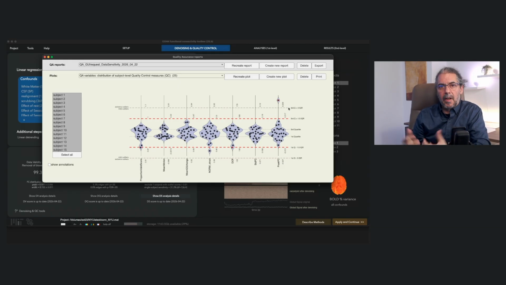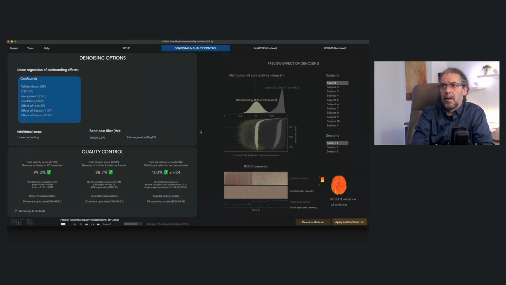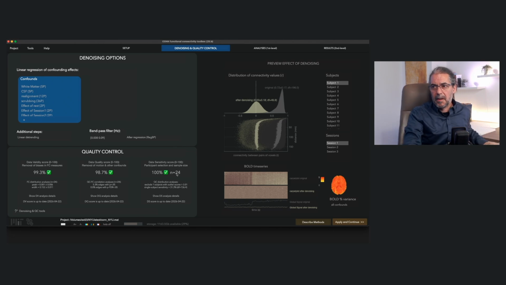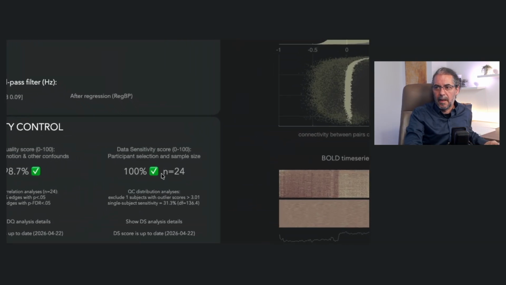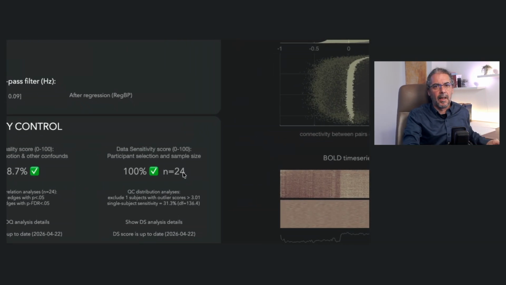Conn will then, by looking at these distributions, give you a suggestion as to which subjects to keep, how many to keep, and how many to remove. And this is what is displayed here in this plot, in the N24. This original dataset contained 25 subjects, and conn is suggesting to remove one individual subject with an outlier score above 3, which indicates that it is a potential outlier subject from this particular dataset.